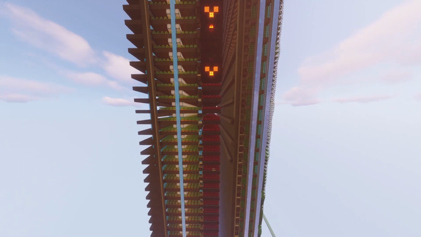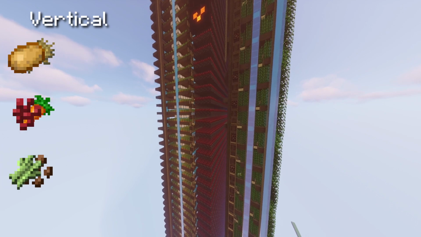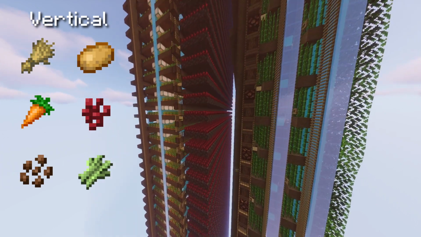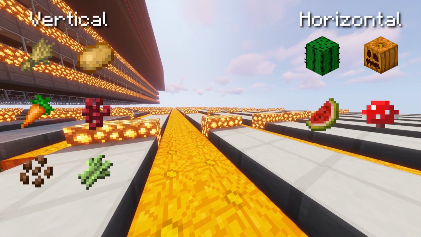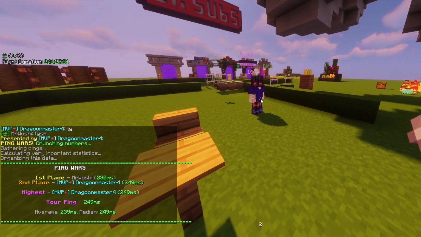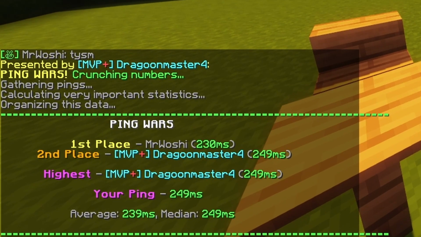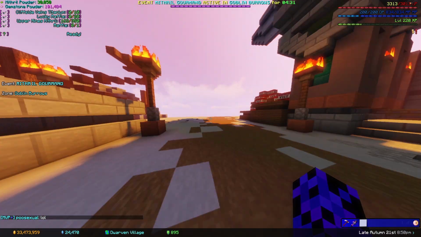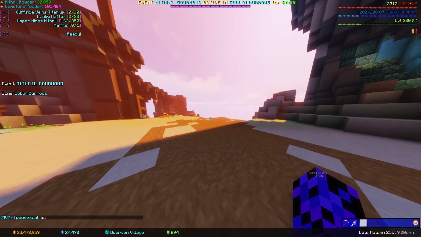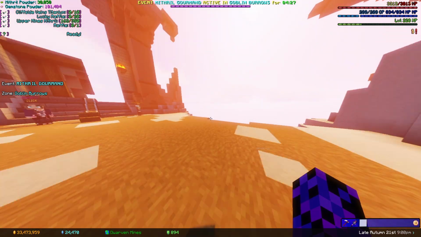Quaglet has the most efficient farms, so he's mainly using vertical farms since they are far more efficient than their platform-based counterparts, although he was using some horizontal farms, like for pumpkin and melon. Quaglet has a perfect connection to Hypixel. This means no lag, no TPS drops on Hypixel's end, meaning that he loses no extra crops from his internet.